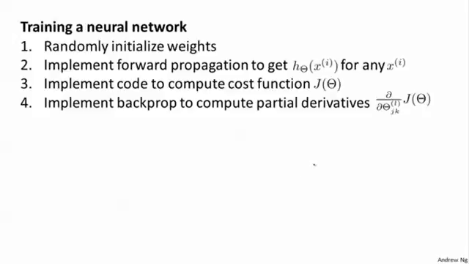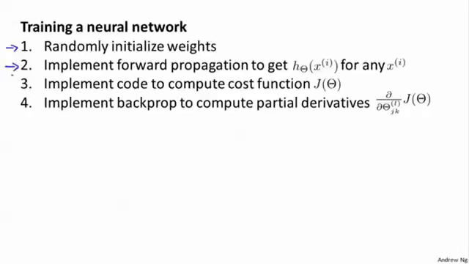Next, here's what we need to implement in order to train a neural network. There are actually 6 steps that I have. I have 4 on this slide and 2 more steps on the next slide. First step is to set up the neural network and to randomly initialize the values of the weights. And we usually initialize the weights to small values near 0.